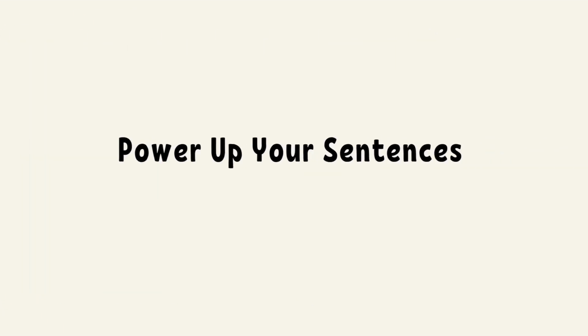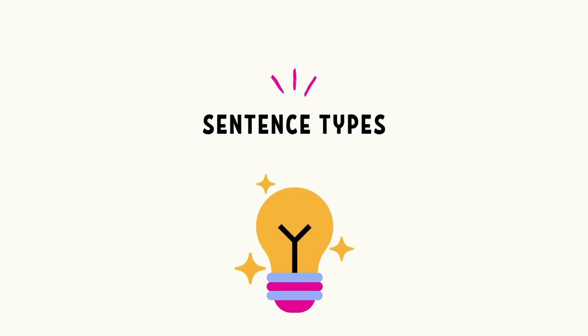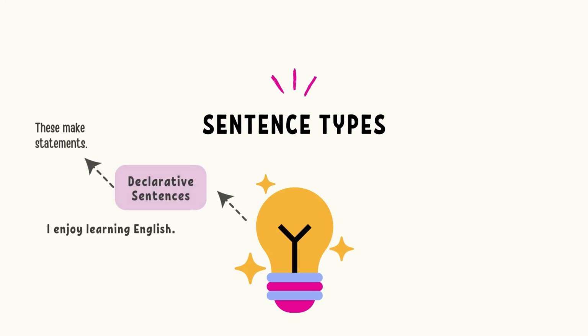Now that we understand the foundation, let's explore different ways to build powerful sentences. We'll dive into different types of sentences, each serving a specific purpose. 1. Declarative sentences. These make statements. For example, I enjoy learning English.